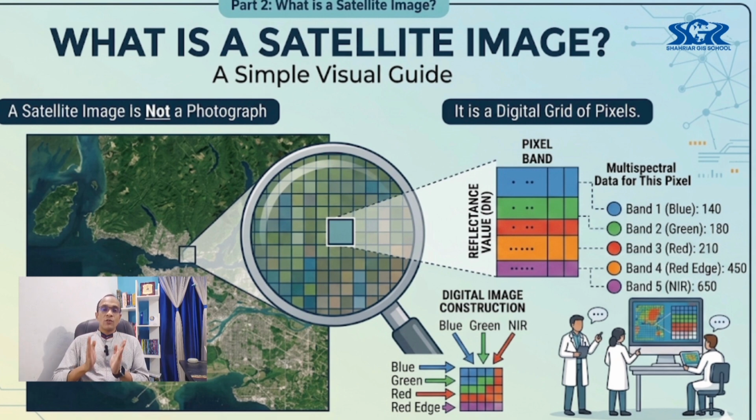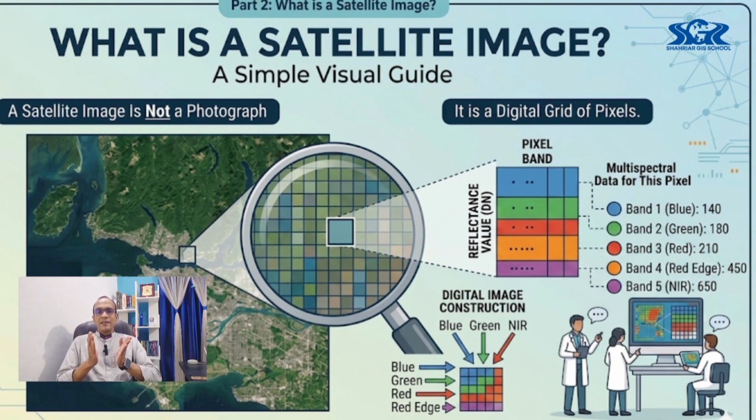As an example, it records band 1, which means blue, at a value of 140. It records band 2 in this image, which means green, at a value of 180. It records band 3, red, at a value of 210. It even captures narrow transition zones like band 4, which is red edge, at 450. And most importantly, for vegetation and environmental analysis, it records band 5 as a near-infrared band, which means NIR, measuring the high value of 650.